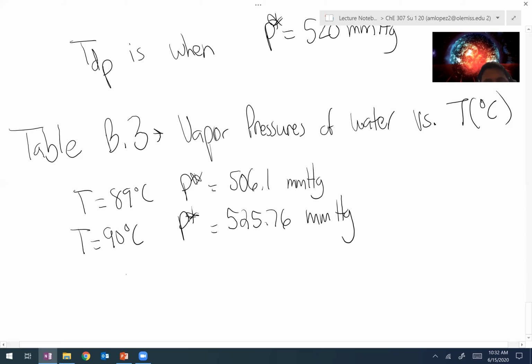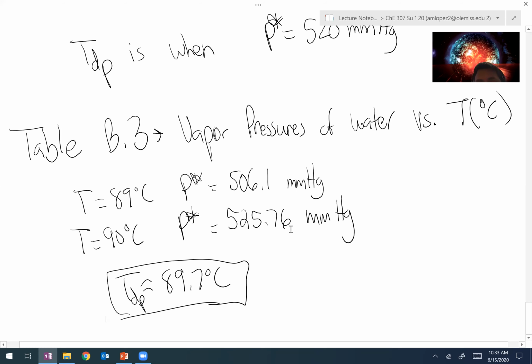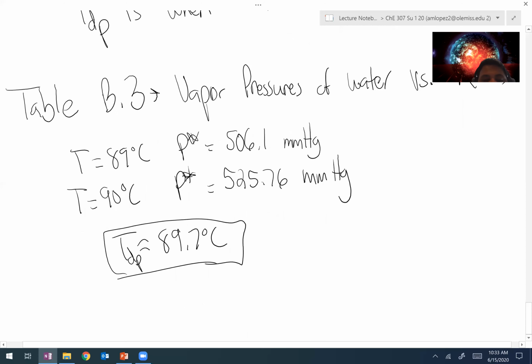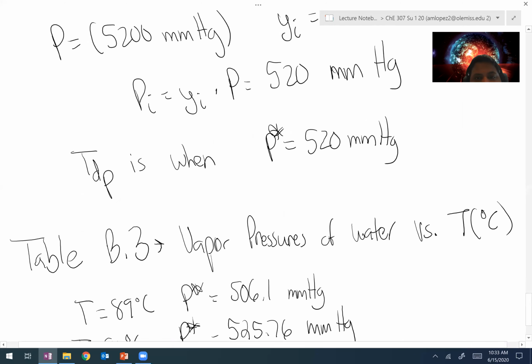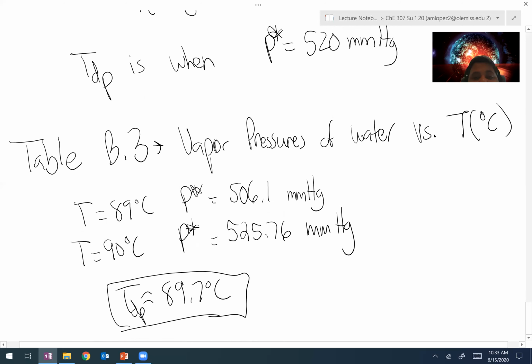So I got a temperature of about 89.7 degrees. Might be 89.7 something, but we didn't have to be super picky about it. And so that's how we can estimate that dew point temperature.